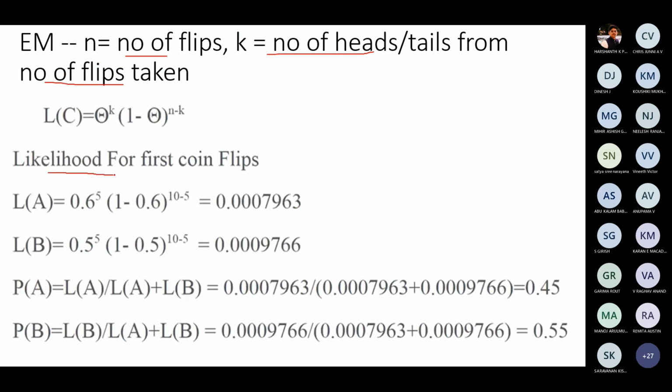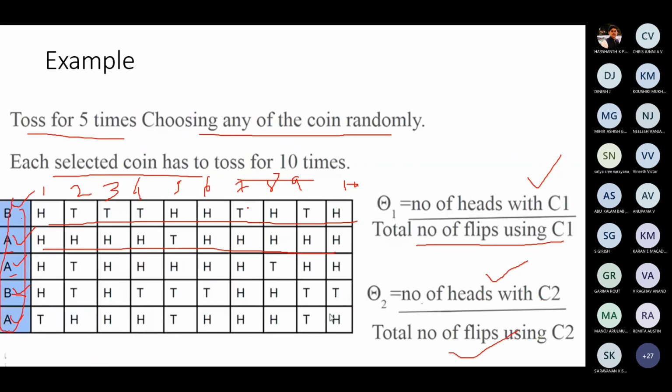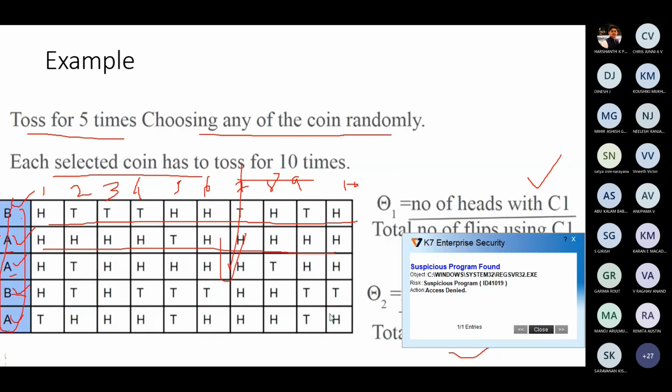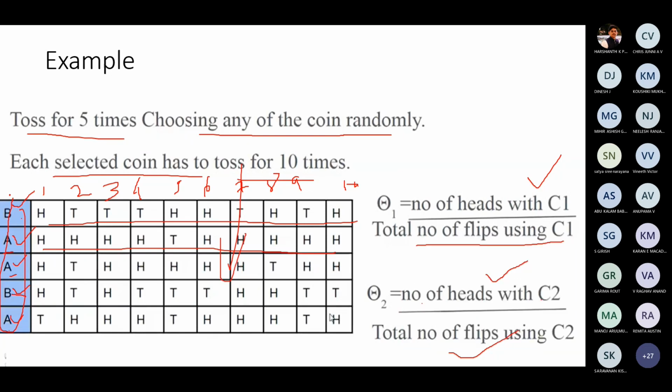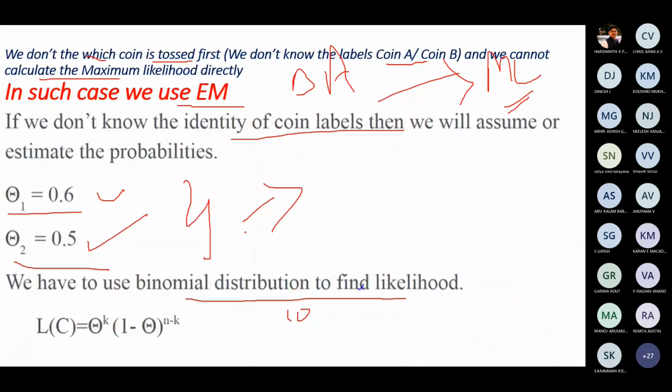Now the likelihood for the first coin flip: 5 heads and 5 tails. We don't know the sequence, some coin is coming, so let it be whatever it might be. Please understand, only the coin sequence is not given. When the coin sequence is not given, we don't know the probability of coin A and coin B. But this is given: the coin being tossed gives 5 heads and 5 tails.